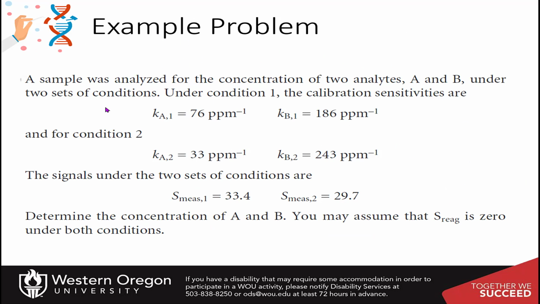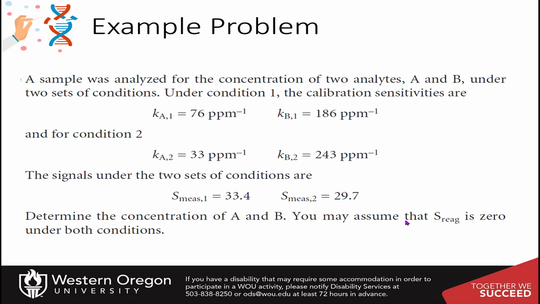So here's our example problem. We're going to analyze the concentrations of the two analytes A and B under two sets of conditions. Under condition 1, we have the calibration sensitivities for A and B that are given. So this is the sensitivity, or proportionality constant, for A at condition 1. And this is the proportionality constant, or sensitivity constant, for B under condition 1. And then we have condition 2, for both A and B. They also give us the signals measured at both 1 and 2. And then from this, we have to determine the concentration of A and B.